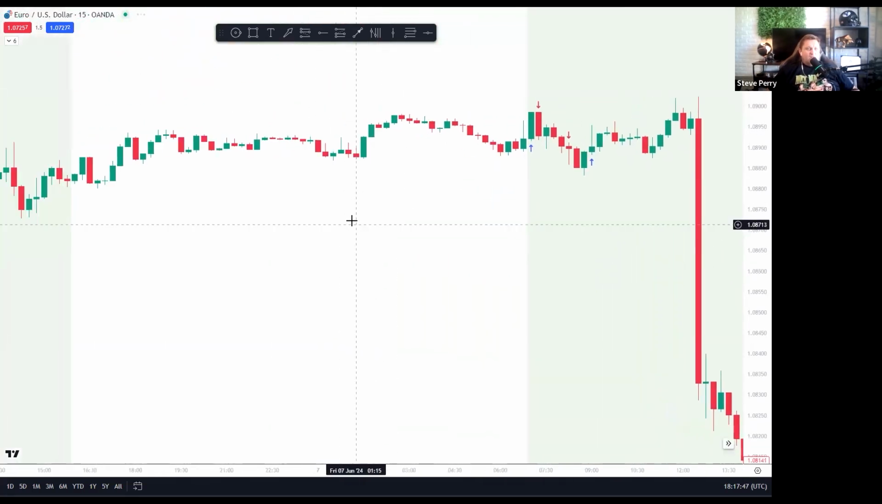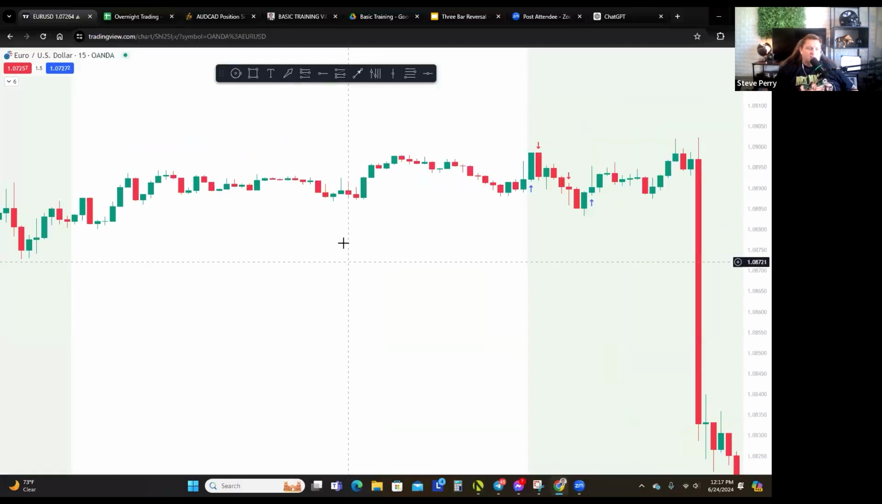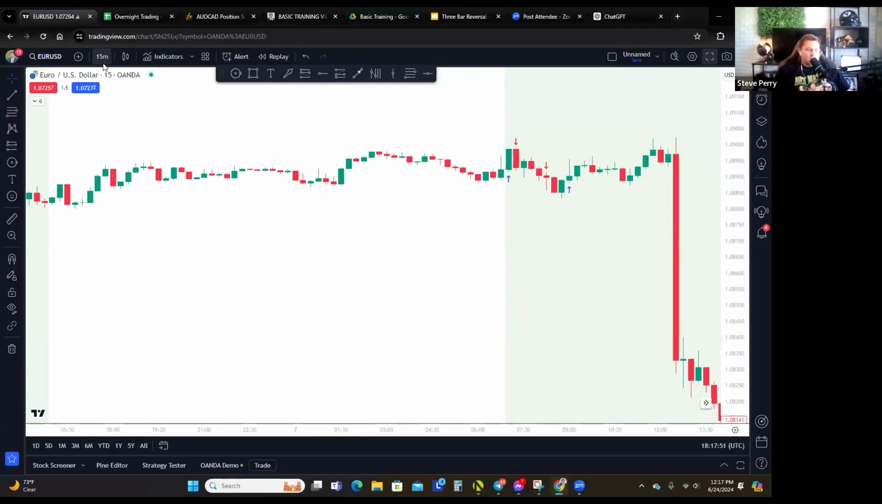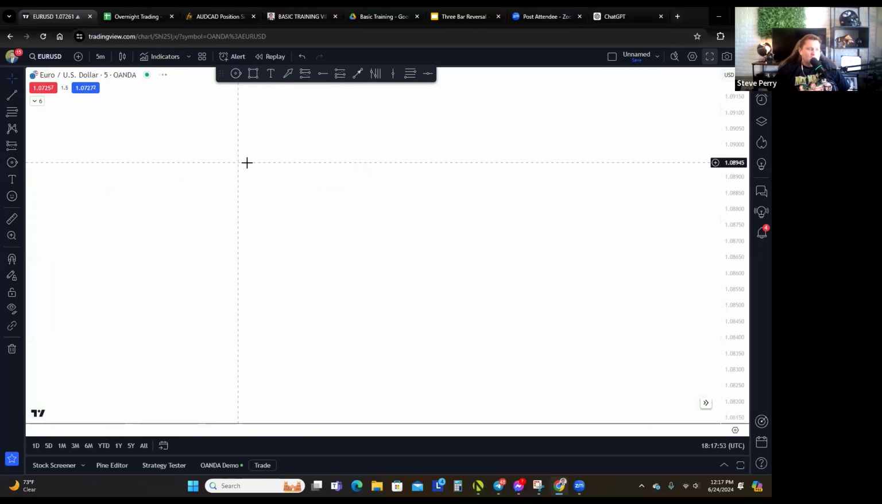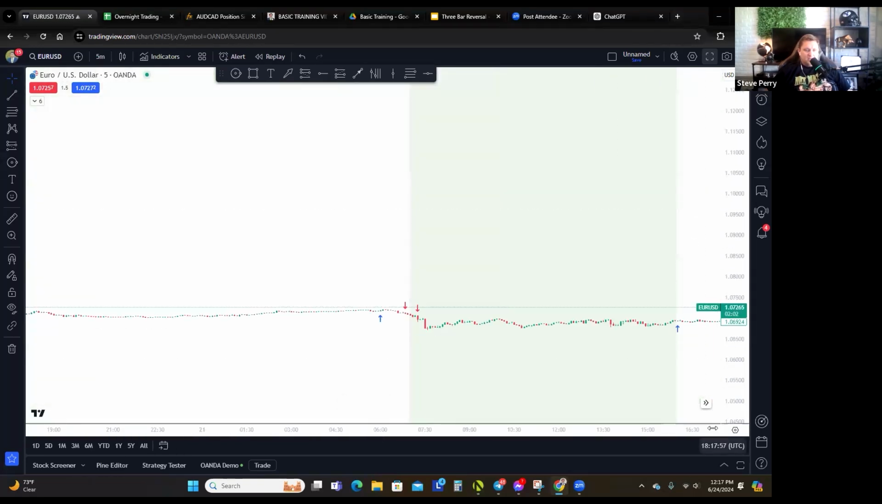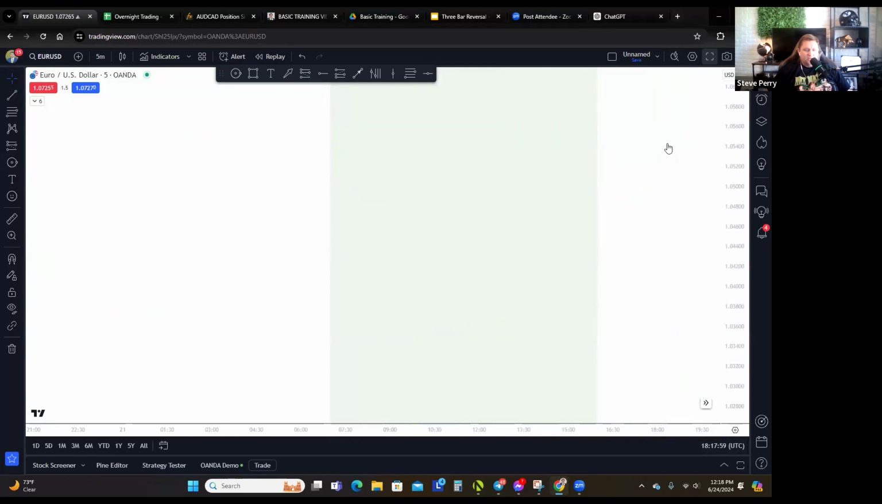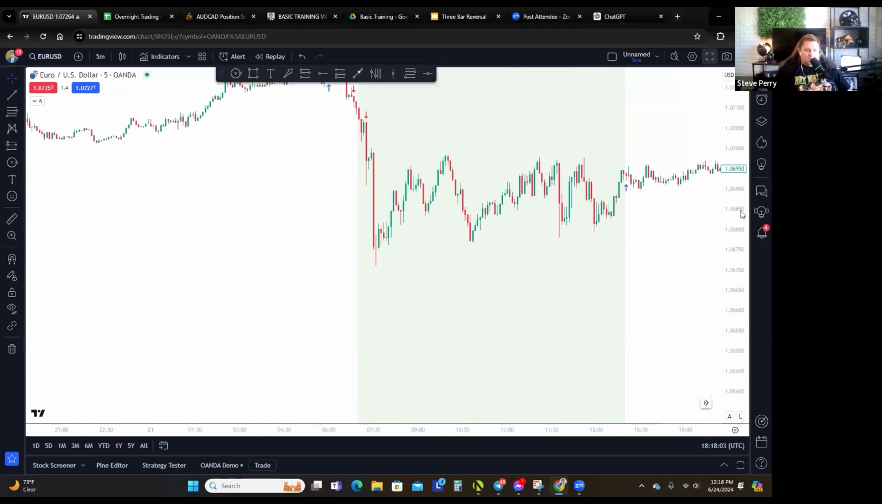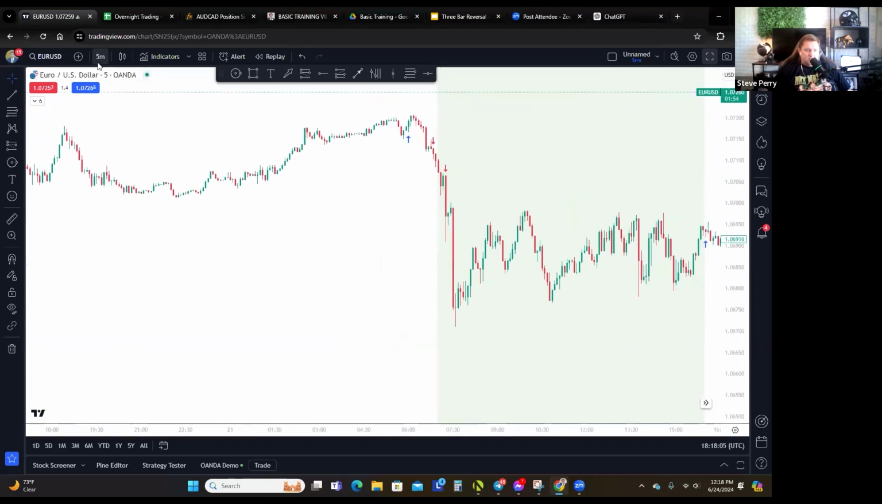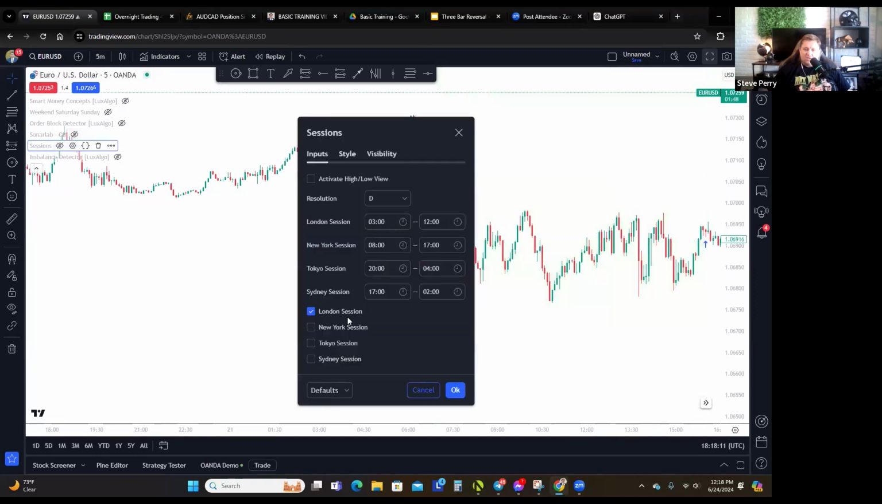So let me show you how to do this if you're trading this like my friend does. Okay, so let's go to a 5 minute chart and I'm going to pull up that sessions indicator. I'm going to show you how to do this. Let's pull up sessions. Okay. And so sessions, what it does is it helps me see what session I'm trading in.